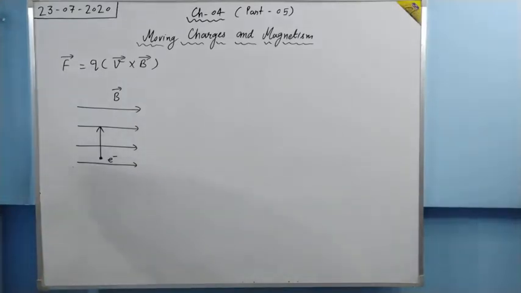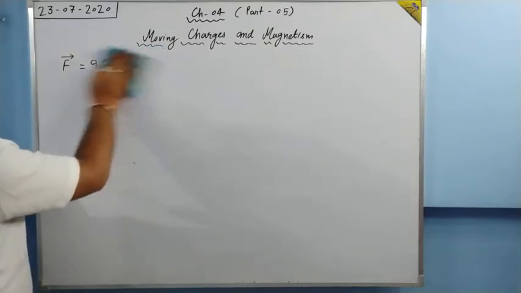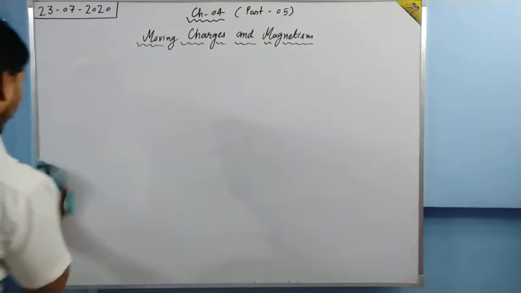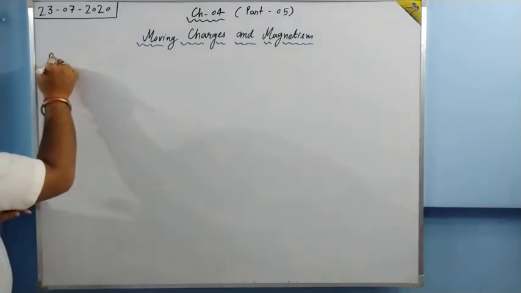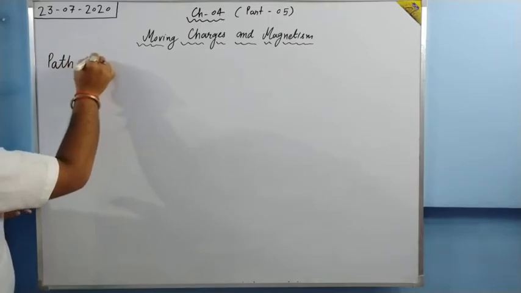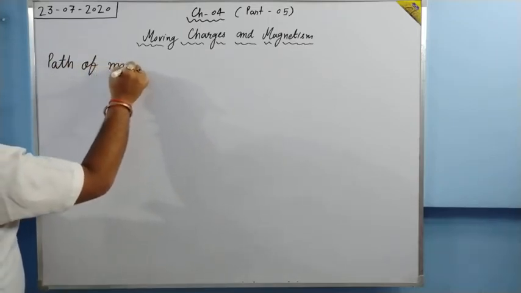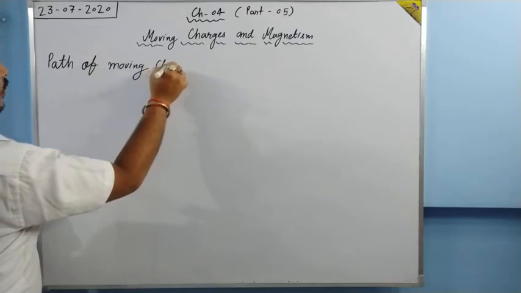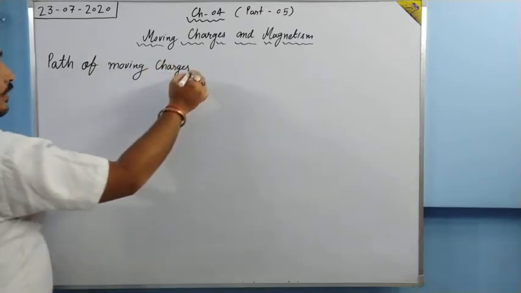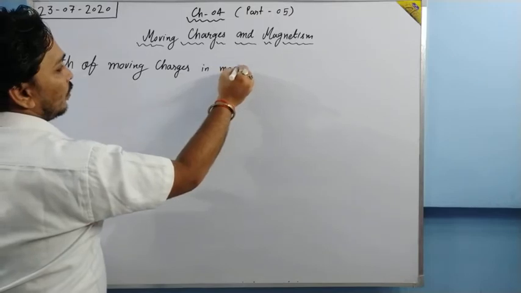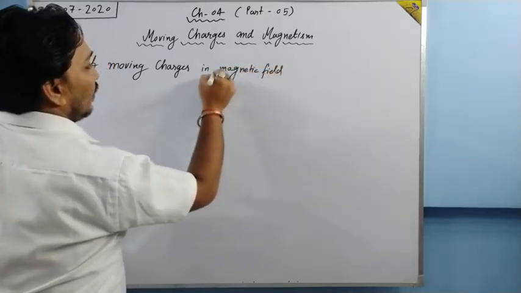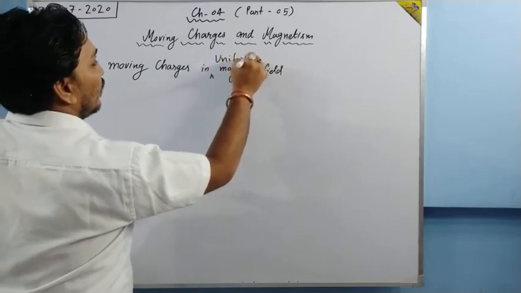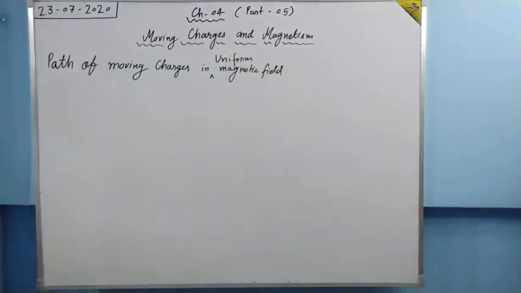Now we are moving to the next topic, and today we are going to discuss the path of a charge while moving in a magnetic field. Path of moving charges in a magnetic field, and it is a uniform magnetic field. Okay, so there are three cases.